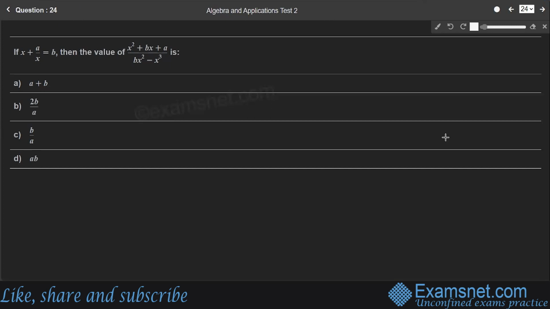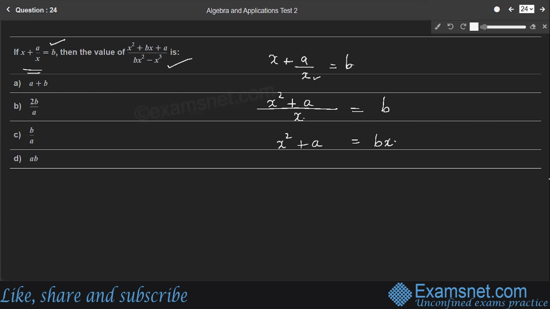Question 24. If x plus a by x is equal to b, then the value of (x square plus bx plus a) divided by (bx square minus x cube) is. So let us consider the given equation, x plus a by x is equal to b. Let us take x as the LCM here. So the numerator becomes x square plus a, equal to the right-hand side, which is b. Therefore, we can write x square plus a is equal to b into x.